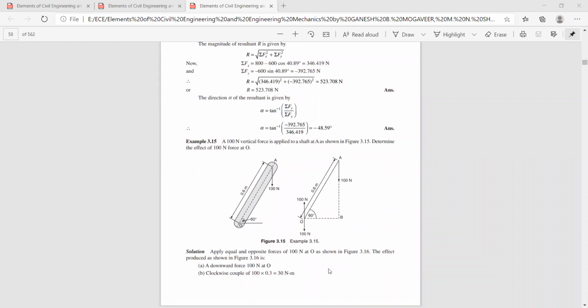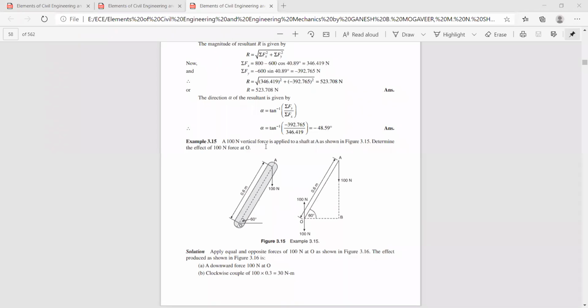Now again, you have a simple problem. A 100 Newton vertical force is applied to a shaft at point A as shown in figure. Determine the effect of the 100 Newton force at point O. So we need to find its effect at point O, correct? So this is nothing but a couple. So couple means two equal, opposite, parallel and non-collinear forces give rise to a couple. Now this side is given to you, that is 0.6 meter, and at point A you have a 100 Newton force acting in the downward direction.